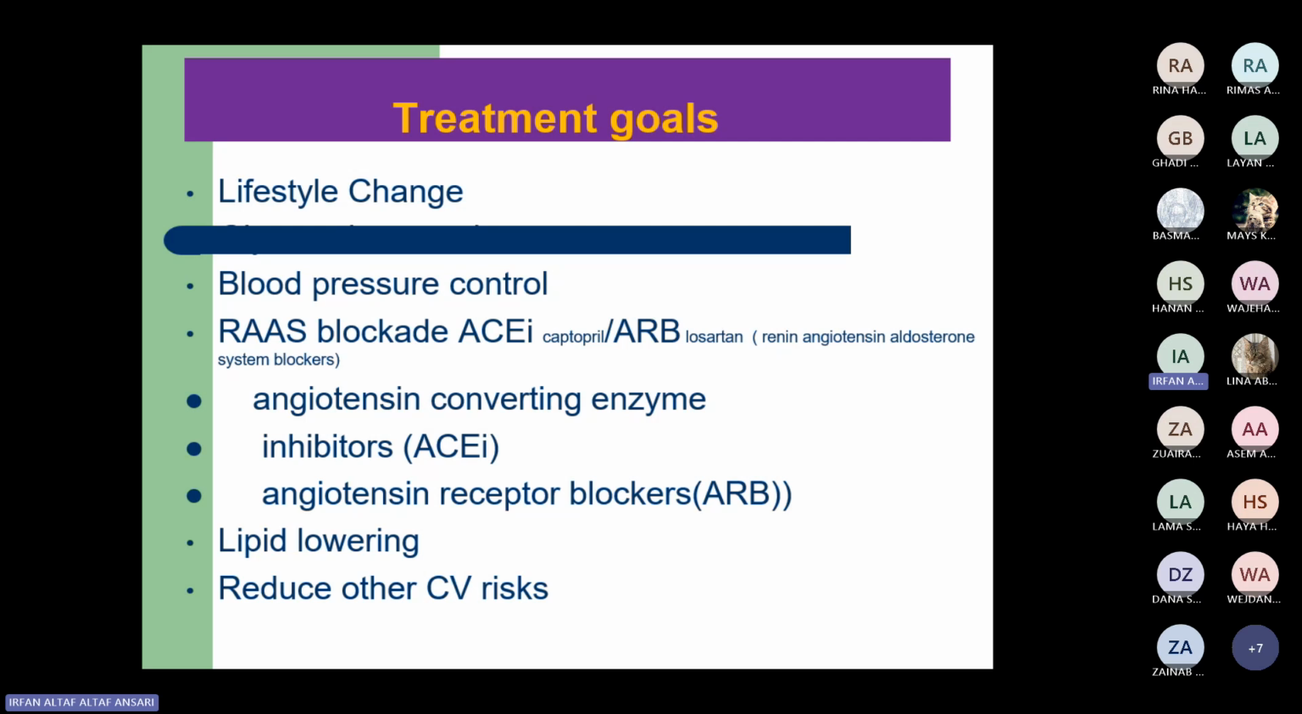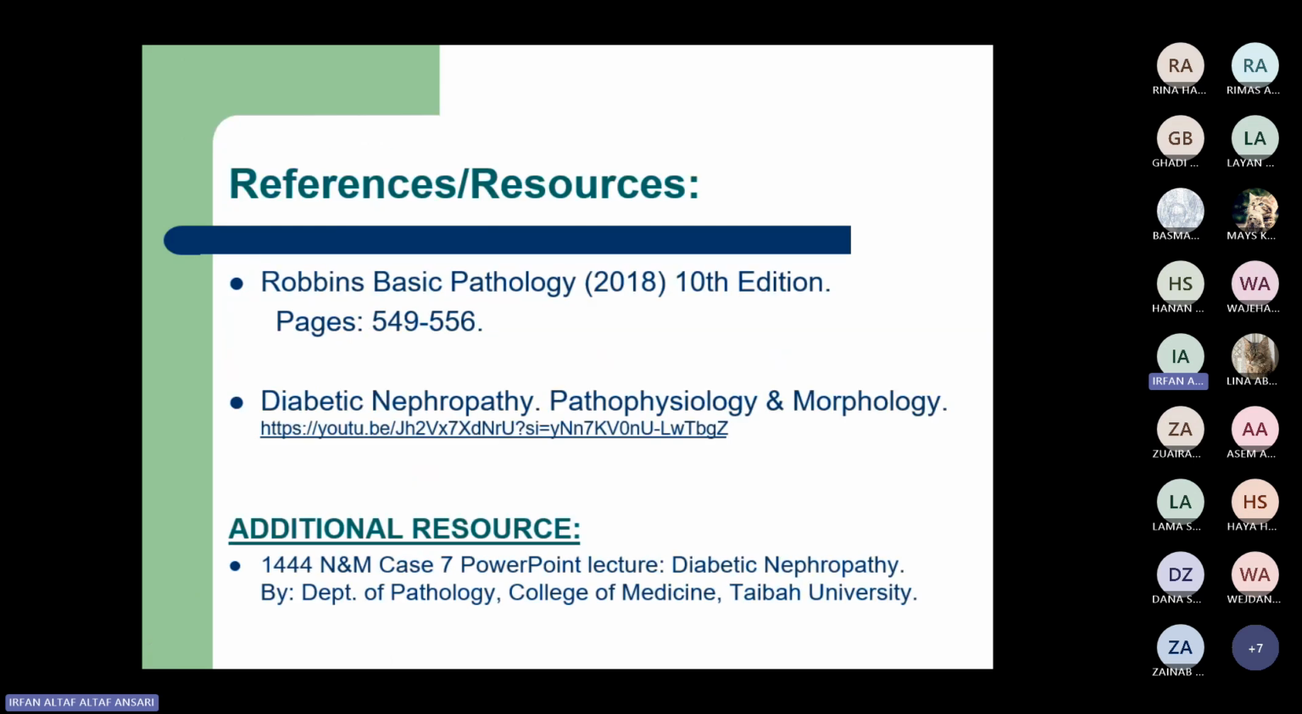You also use a lipid lowering agent, and address the other cardiovascular risks. So diet control, exercise, weight control, strict control of the blood glucose. If the patient has hypertension, strict control of the hypertension, and treatment with these two groups of drugs. Earlier diagnosis and earlier start of these two groups of drugs slow the progression of chronic kidney disease. Okay, so these are our references.